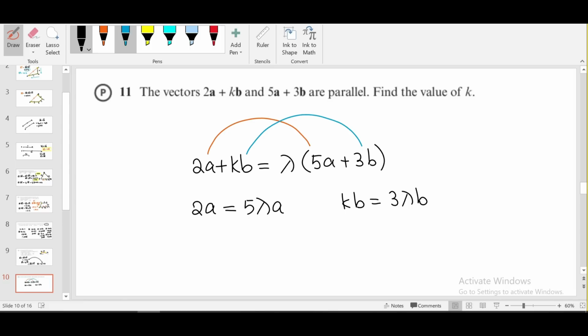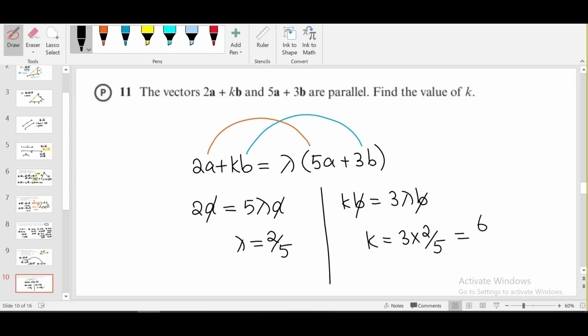Yes, but you could also write it as lambda 5a and lambda 3b. What do you mean by lambda 5a? Because you wrote 5 lambda a. Yeah, lambda 5a, it's the same thing here. Okay, usually in math, when you write something, we always write the number first followed by the letter. Yeah, true. Okay, now from here you know lambda is equal to 2 over 5, right? Yes. Substitute into the second equation, you get k is equal to 3 times 2 over 5. So the value of k is 6 over 5. Copy that.